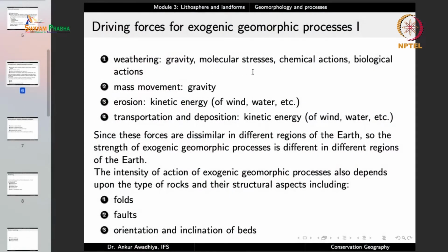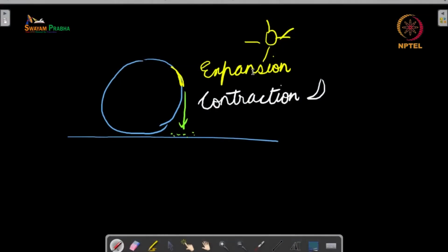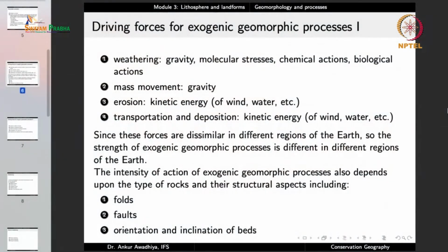Molecular stresses play a role. So, it was the stress at the molecular levels because of the agent of heat in this particular case that led to weathering. Now, suppose the material was very strong, very resilient, in that case it would not weather easily. But if the material is a softer material that shows a very great amount of expansion and contraction, in that case it will weather much more easily. So, the molecular stresses are also a driving force in weathering.